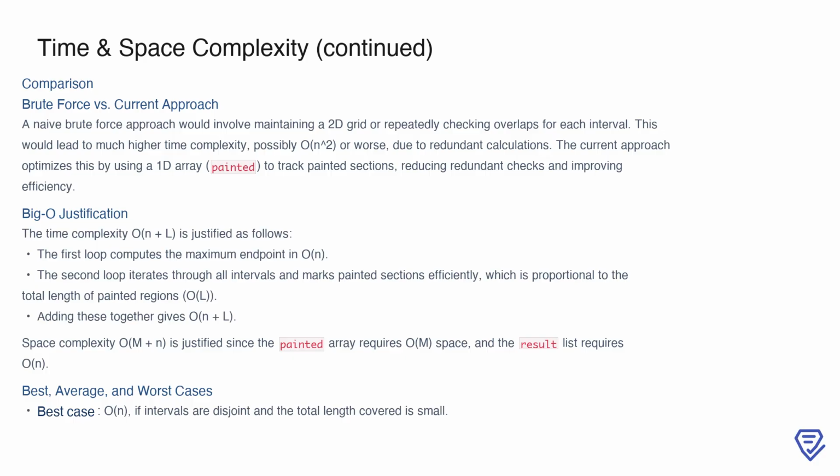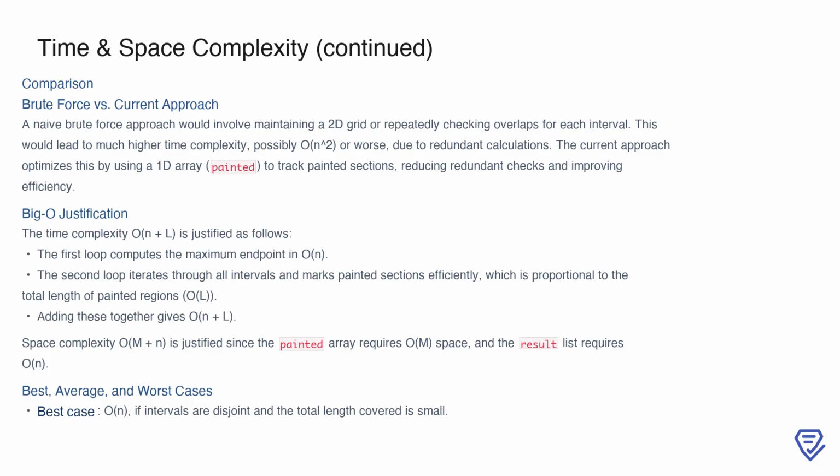When comparing this approach to a brute force solution, the difference in efficiency becomes clear. A naive approach might involve maintaining a 2D grid or repeatedly checking overlaps for each interval, leading to a time complexity of n squared, or worse due to redundant calculations. In contrast, the current solution optimizes this process by using a 1D painted array to track which sections are already painted, avoiding redundant checks. This efficiency is reflected in the overall time complexity of n plus L.